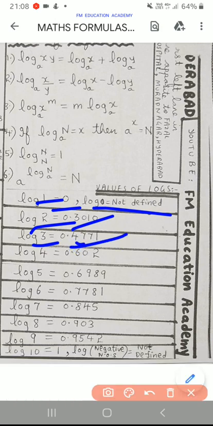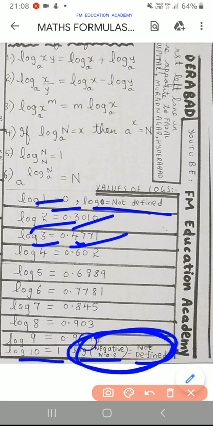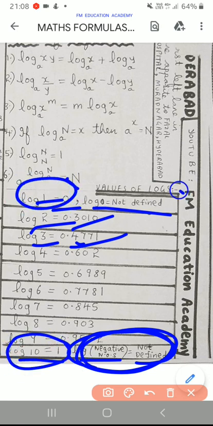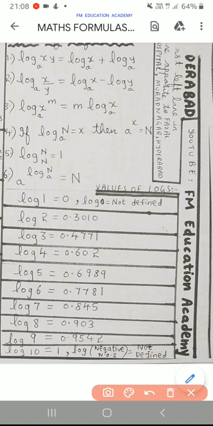Similarly, the value of log 10 is 1 and log of negative numbers is not defined. This you should know. This is important: log 10 is 1, log 1 is 0 and log 0 is not defined. These 4 are important which I have encircled. Okay, learn those.